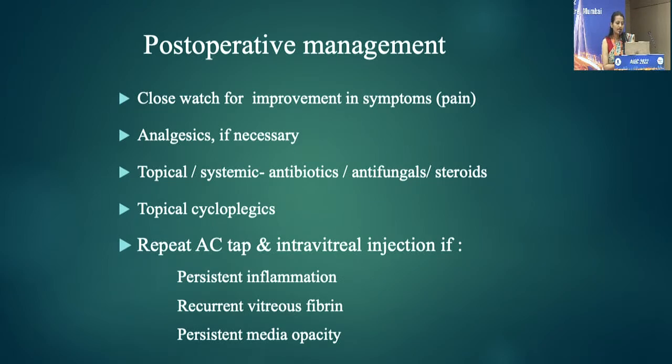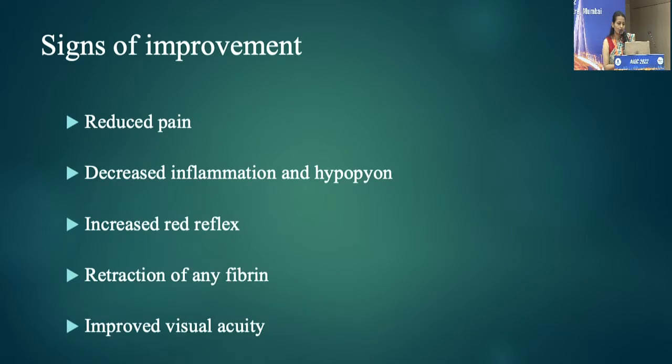Postoperative management: we have to watch the patient very closely for improvement in symptoms such as pain, with analgesics if necessary, topical and systemic antibiotics, antifungals or steroids, and topical cycloplegics. Repeat AC tap and intravitreal injection if there is persistent inflammation, recurrent vitreous fibrin, or persistent media opacity. And usually, if you have operated on the patient and injected silicone oil, many a time it is not required in the majority of patients.